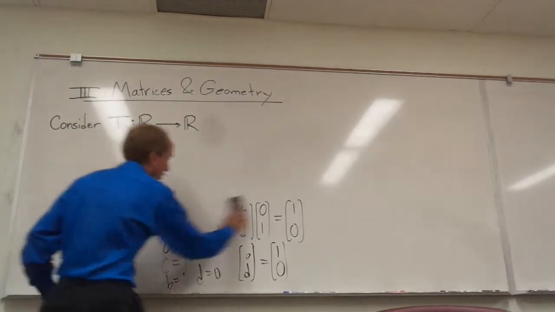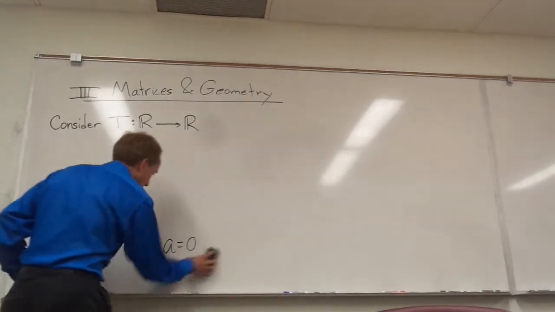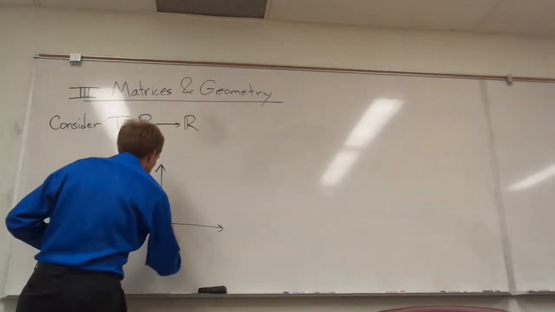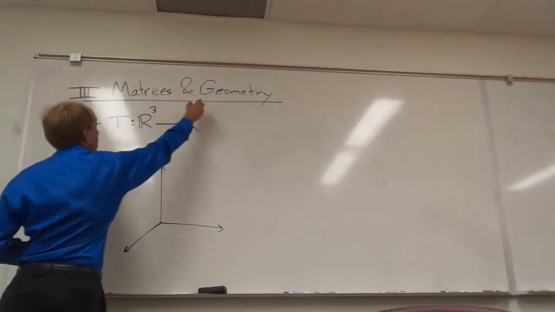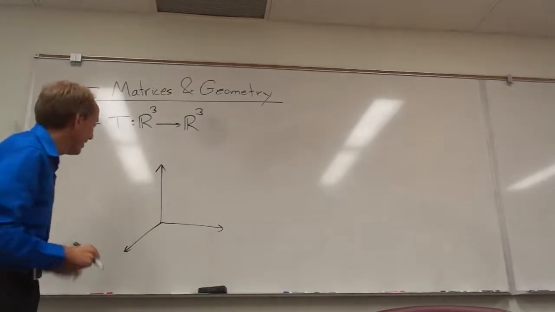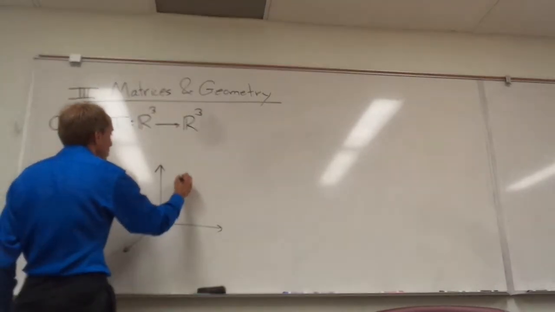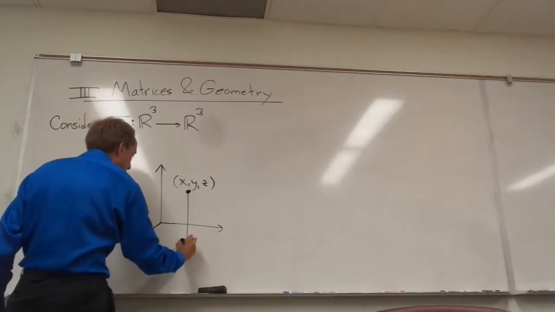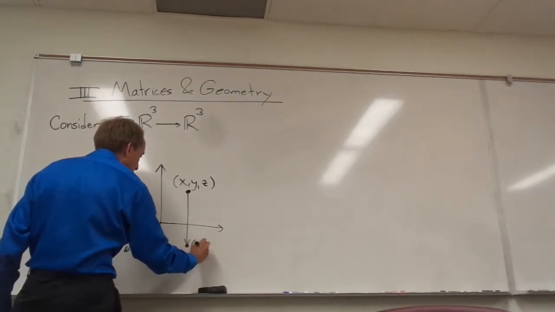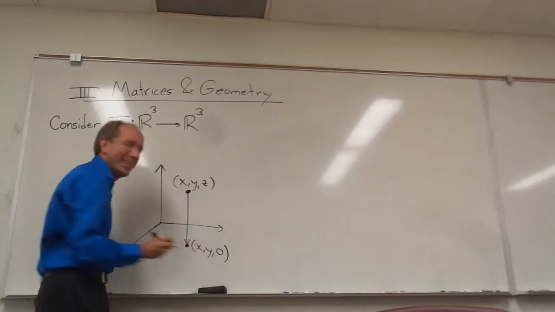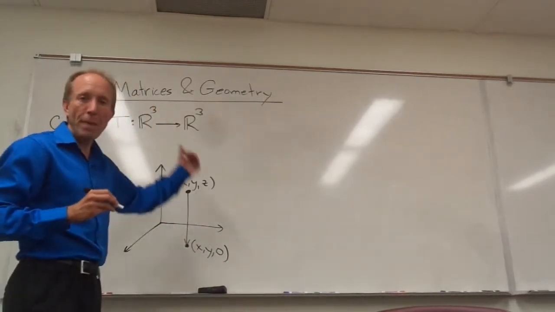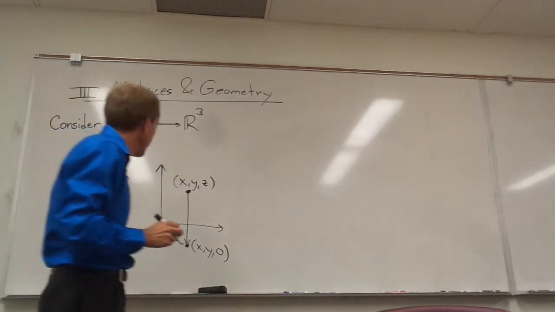Draw a picture of it for you here. Let's suppose I took a transformation from R3 to R3. And let's imagine that the transformation takes the point x, y, z and just smashes it straight down perpendicular to the point x, y, 0. So this is like a projection map. It's a projection function.